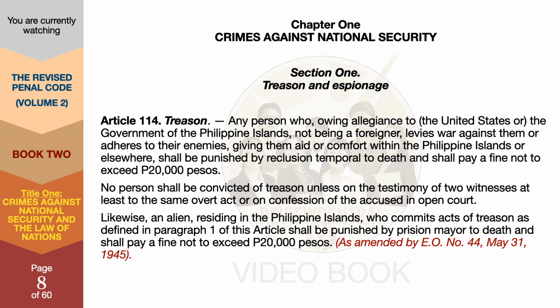No person shall be convicted of treason unless on the testimony of 2 witnesses at least to the same overt act or on confession of the accused in open court. Likewise, an alien residing in the Philippine Islands, who commits acts of treason as defined in paragraph 1 of this article shall be punished by prisión mayor to death and shall pay a fine not to exceed 20,000 pesos. As amended by EO No. 44, May 31, 1945.